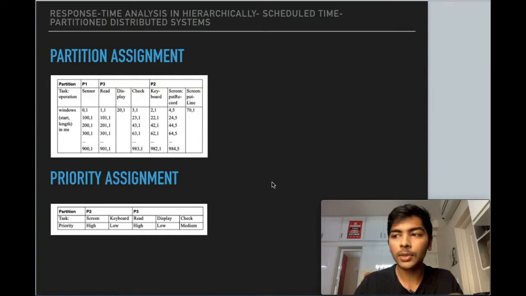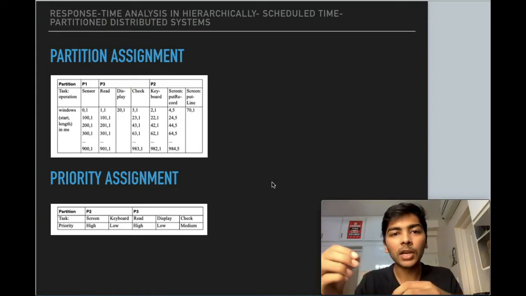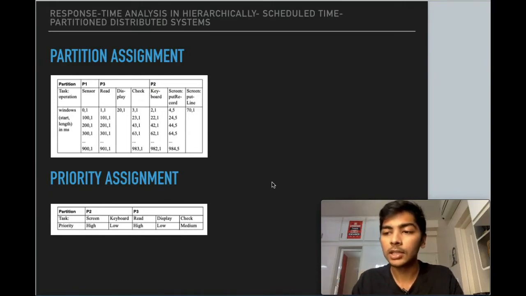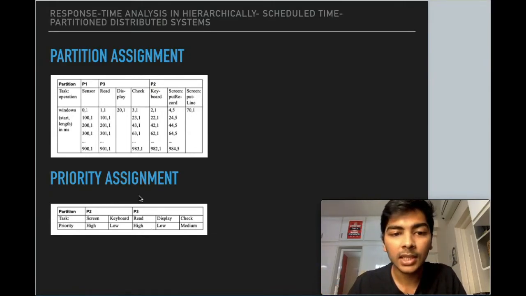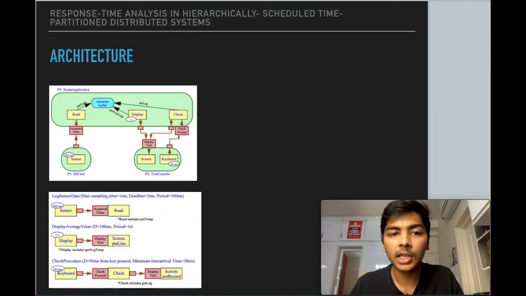For the priority assignment, they're assigned low and high priorities based on their precedence, according to a particular assignment mechanism called deadline monotonic assignment. We haven't learned about that right now, but it's a priority assignment technique which determines, within the partition, which component should have what priority. So that is what is happening here. We are assigning the priority. The sensor, read, display, check, keyboard, screen put record, and screen put line are all operations and tasks that need to be performed.